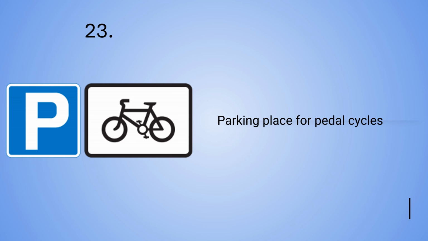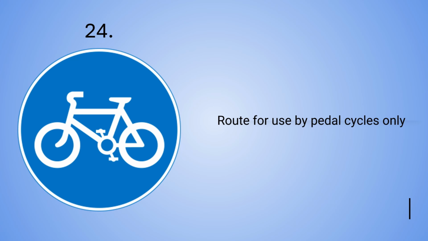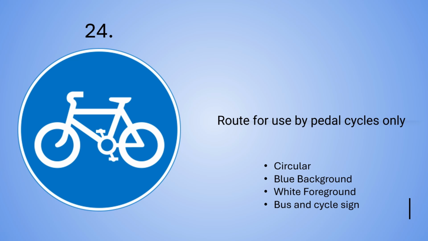Sign number 23 is a parking place for pedal cycles. It's rectangular in shape on a white background with a gray or black foreground, and it's a bus and cycle sign. And again, let's remember P, which stands for parking. You can see it here, P on a blue background, which means parking for pedal cycles. Sign number 24 means route for use by pedal cycles only. This is round in shape on a blue background with a white foreground, and it's a bus and cycle sign.